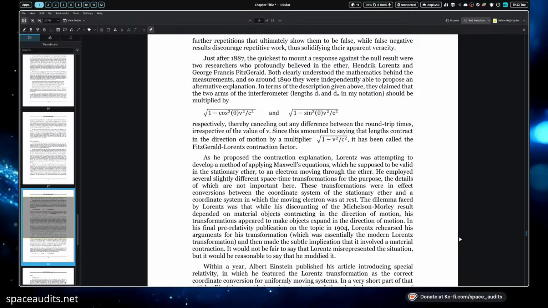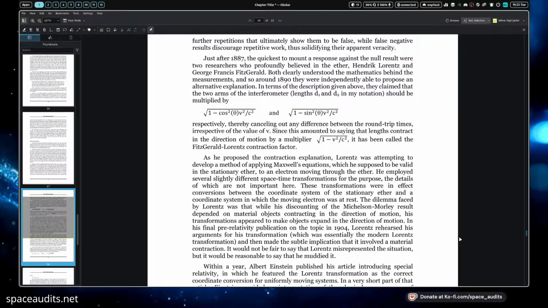In terms of the description above, they claimed that the two arms of the interferometer, lengths D1 and D2 in my notation, should be multiplied by the sine squared theta of V over C, the cosine squared and the sine squared of each theta rooted, respectively, thereby canceling out any difference between round-trip times, irrespective of the value of V. Since this amounted to saying that lengths contract in the direction of motion by a multiplier root of 1 over 1 minus V squared over C squared, it has been called the Fitzgerald-Lorentz contraction factor.